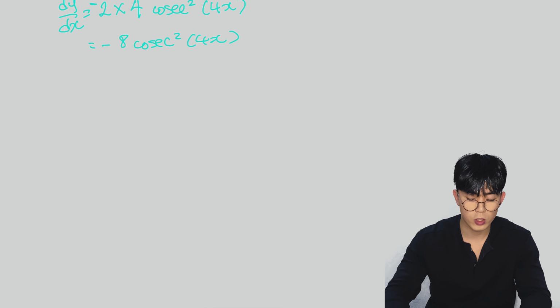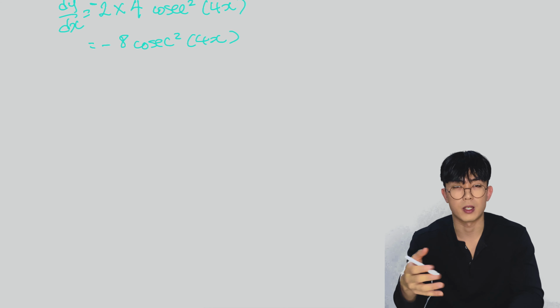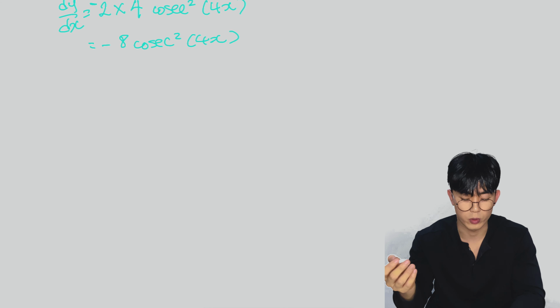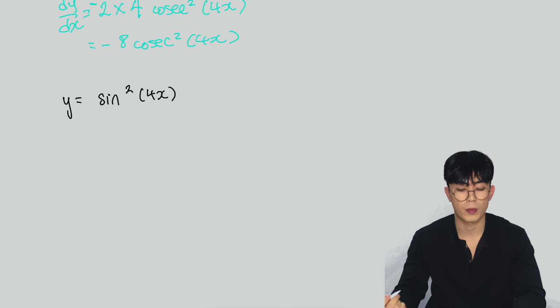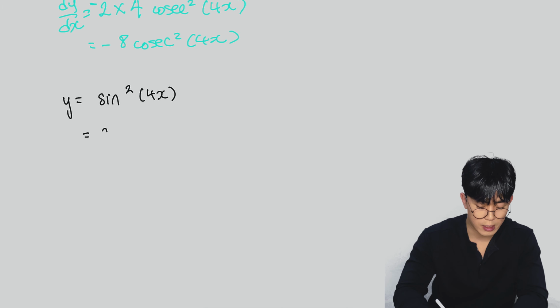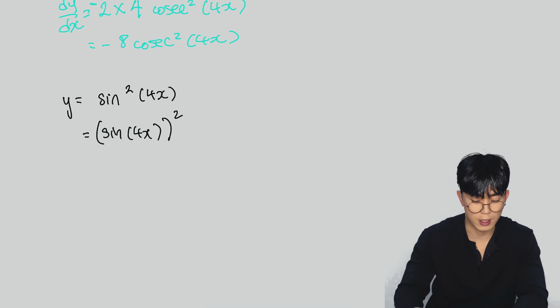And with this, we can also use the rules we learned previously, the product rule, chain rule, and the quotient rule. An example of this is, say, if I want to differentiate sine squared 4x. I can rewrite this as sine 4x all raised to the power of 2.